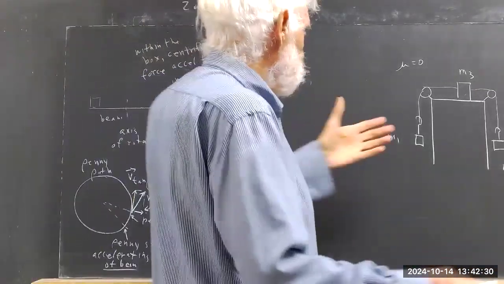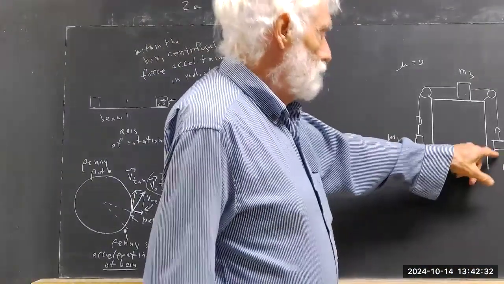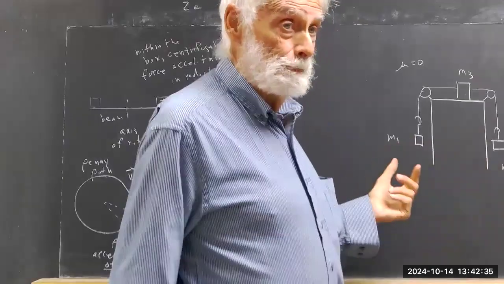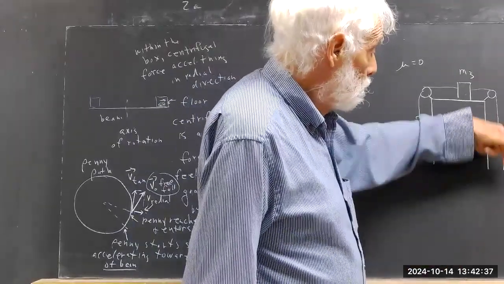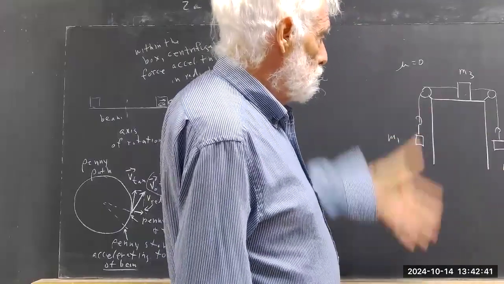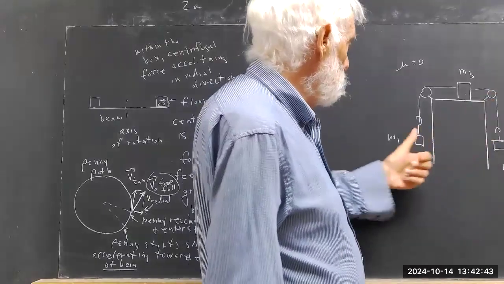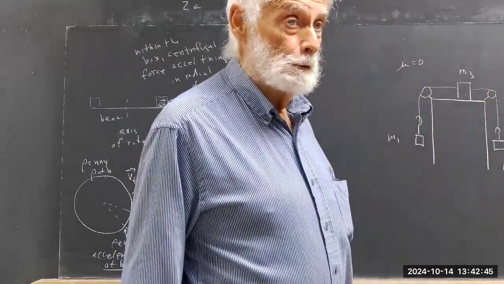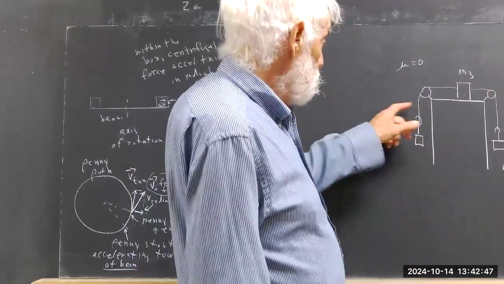Okay, well, let's further specify that. Let's say this mass is greater than this. So we know we have more downward force on this end than we have on this end. Do we have any other vertical forces? Well, of course, we've got tension up here, right? Are the tensions equal?